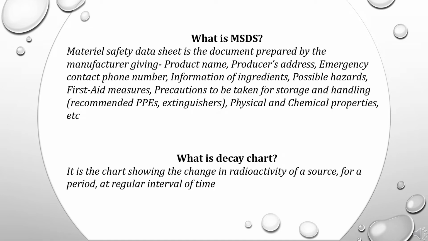What is MSDS? Material Safety Data Sheet is the document prepared by the manufacturer giving product name, producer's address, emergency contact phone number, information of ingredients, possible hazards, first aid measures, precautions to be taken for storage and handling, recommended PPEs, extinguishers, physical and chemical properties, etc.